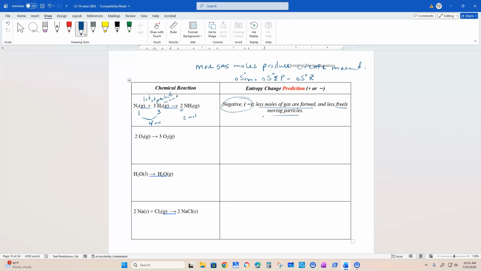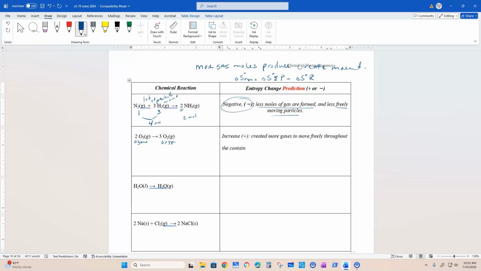If they're still gases, I have 2 ozone, remember that's ozone, versus oxygen gas. But I have 2 moles versus 3. I'm definitely going to increase. So increase, and I'm predicting the sign will be positive, because I have created more gases to move freely throughout the container or whatever it is that it's in. Remember, you could talk about they're more dispersed.